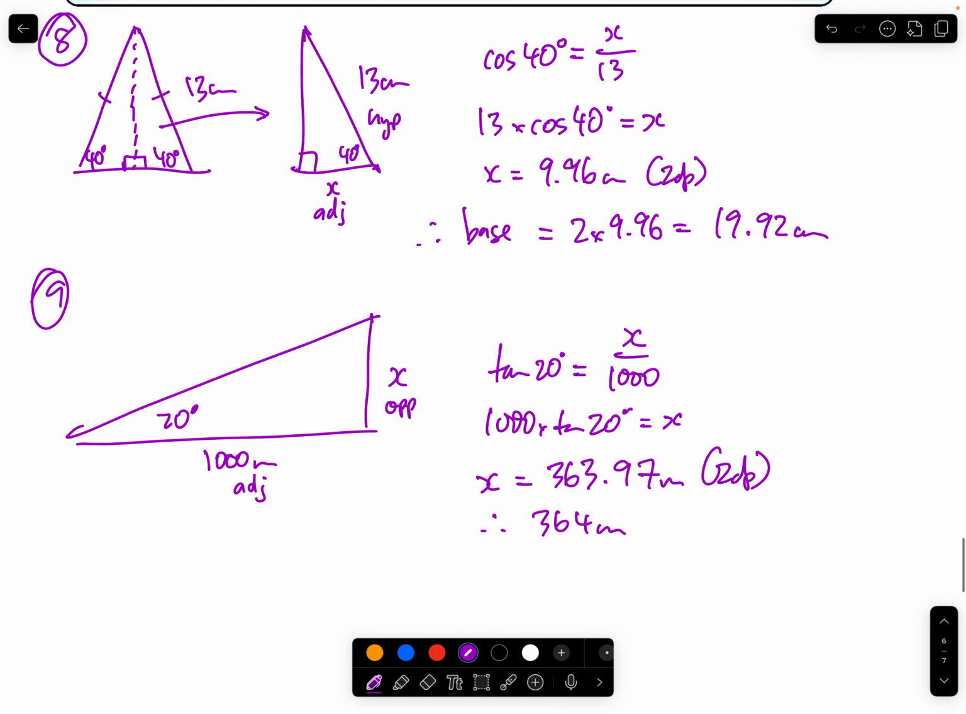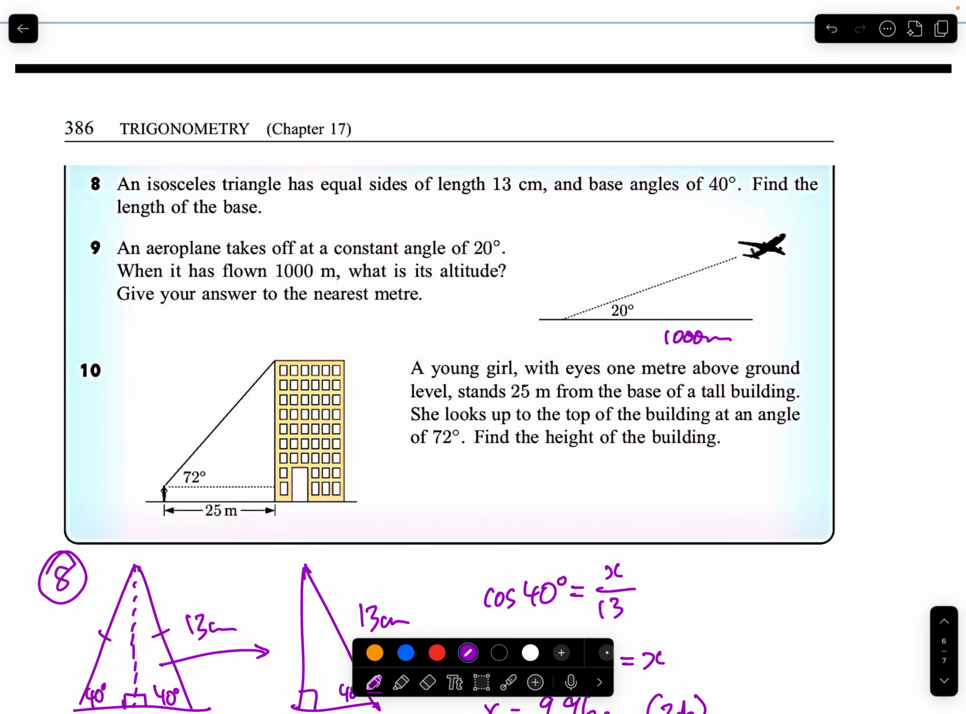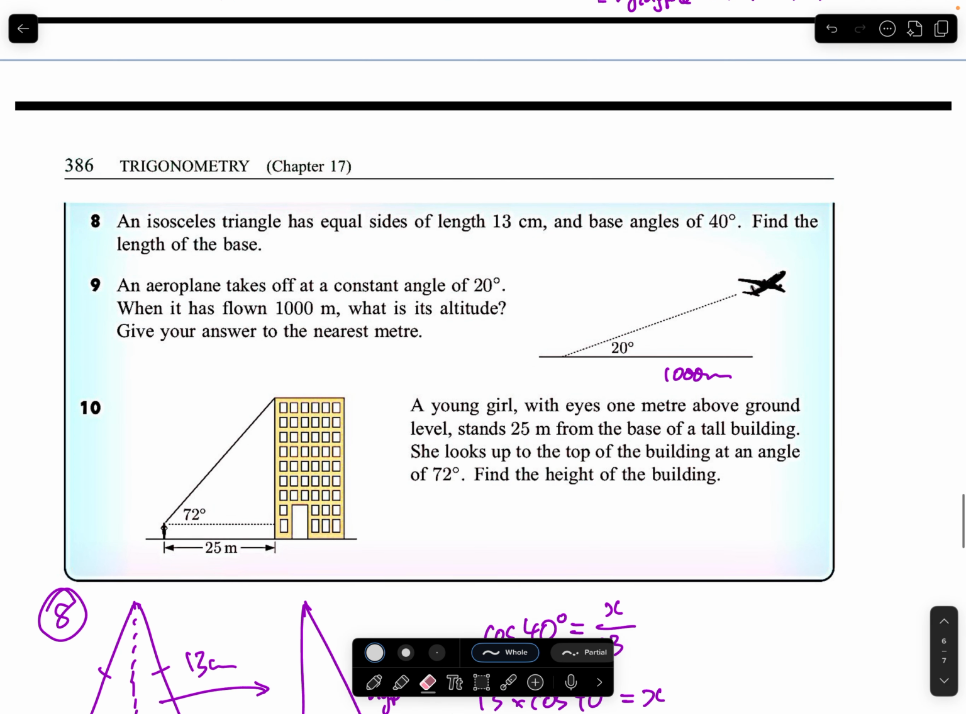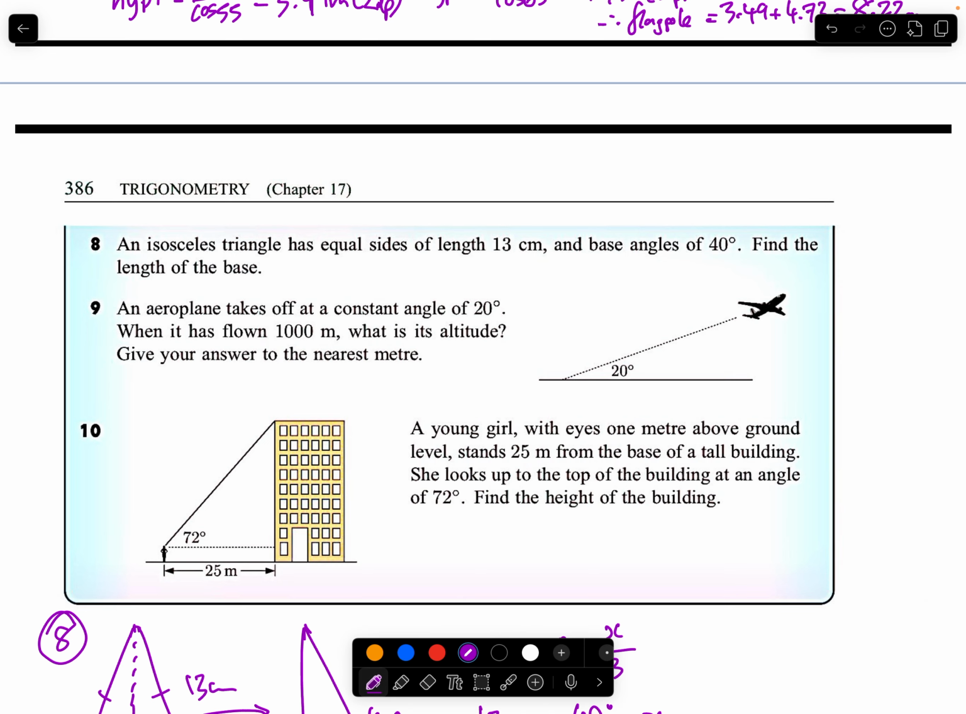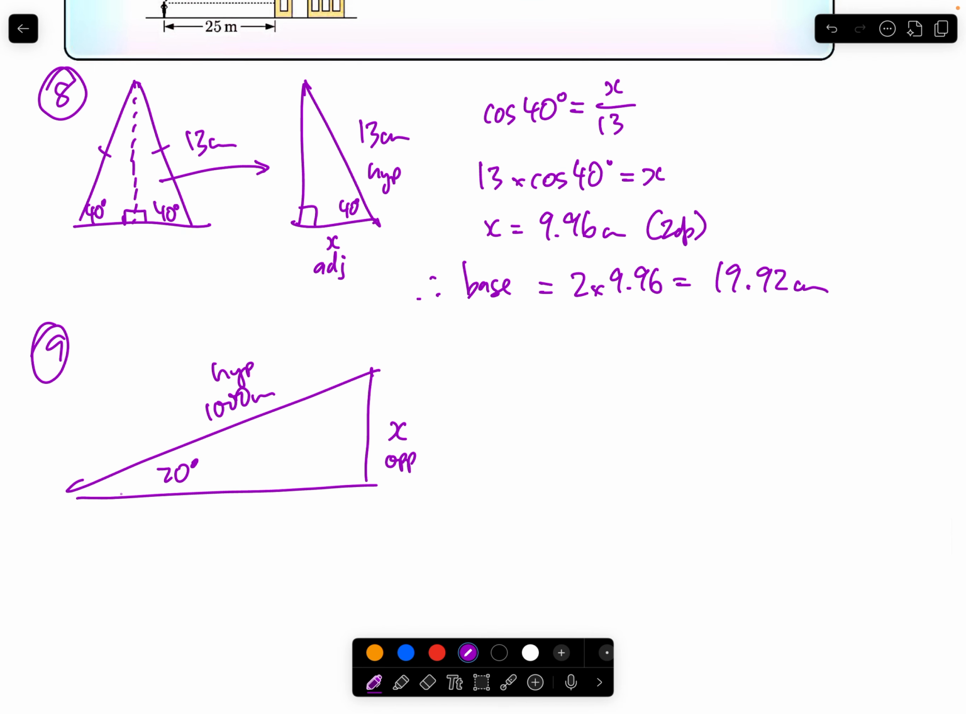Wait, there's more to it. It didn't say it's flown on the ground. It's flown. That's incorrect. You have to read the question. There's more to it than that. It's flown 1,000 meters. So it's this, 1,000 meters. This is 1,000 meters, so that is the hypotenuse. So it's not that simple. Well, it is that simple. It's just not tangent.